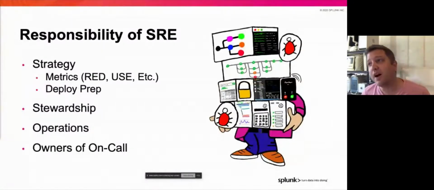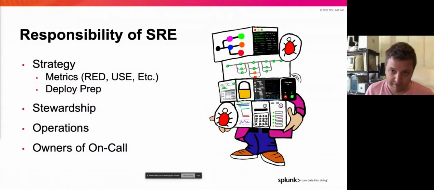So the responsibilities of the SRE role or function are different than what you see in the NOC. There's much more strategy. They help define what sort of metrics are used. How do you deploy new services? So within our SignalFX team, anytime a new service is deployed, the SRE team works with the developers to decide what metrics are used to monitor that application.